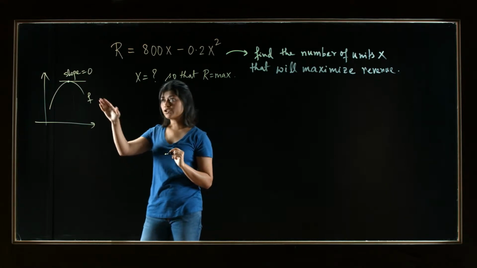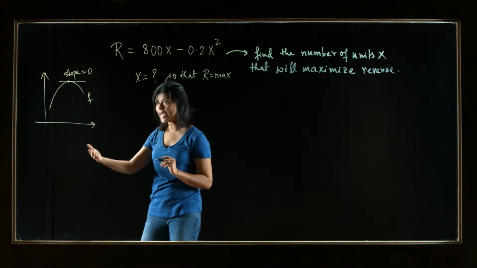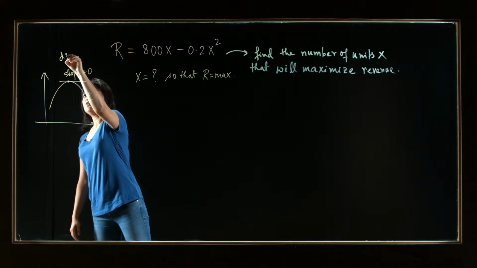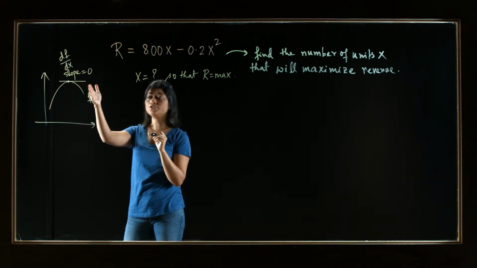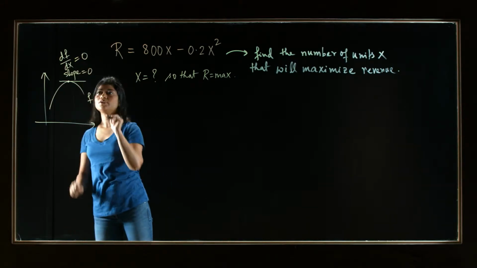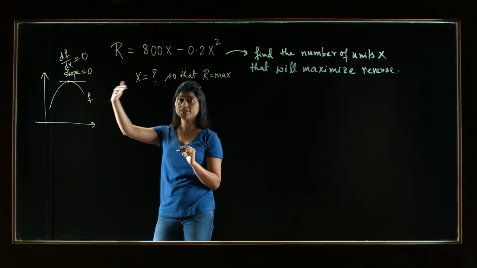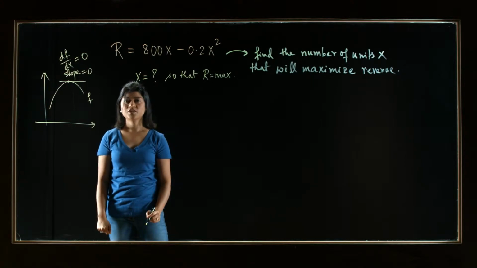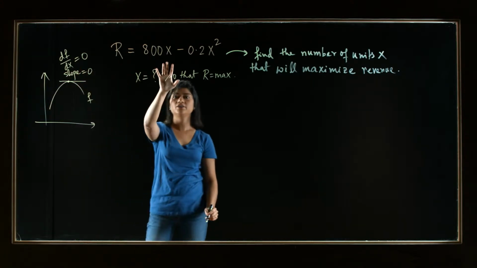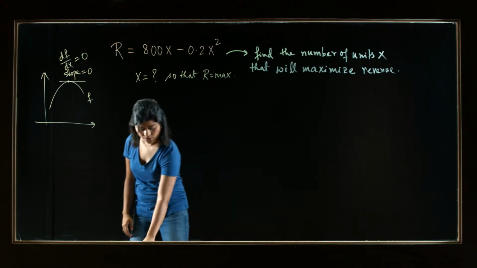But do you remember what slope of a tangent line represents? That is exactly the derivative of the function. And so slope of tangent line 0 means the derivative is 0 at that point. So at a maximum point in a continuous graph, the derivative of the function is 0. So we can use that concept here to figure out when R will be maximum.